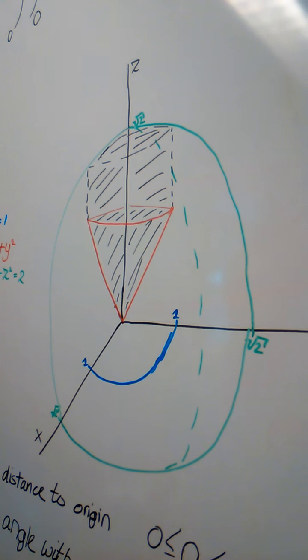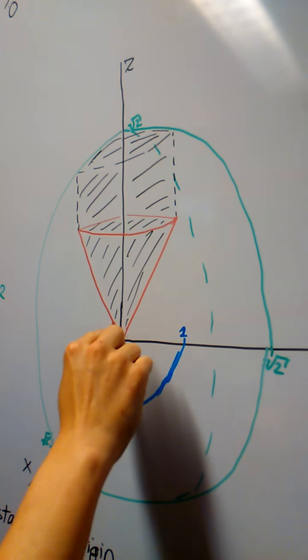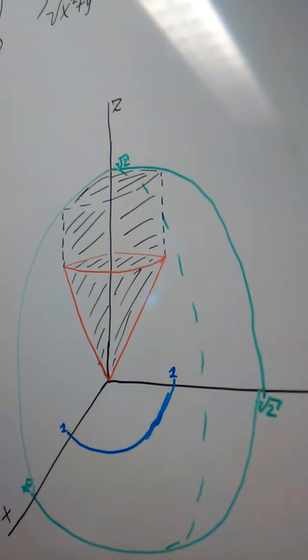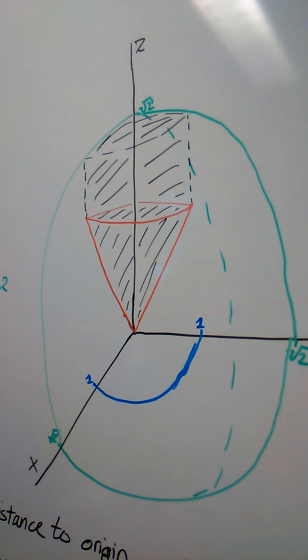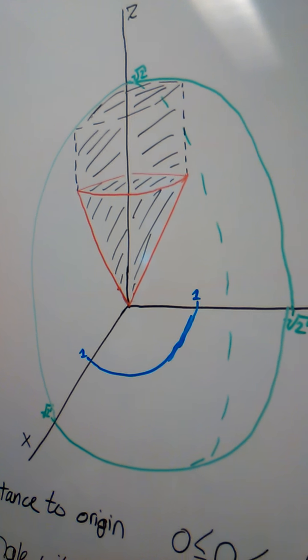The domain of integration is the black marked part with the lower bound the cone and the upper bound the sphere in the z direction, and it cannot exceed the quarter circle on the xy plane.